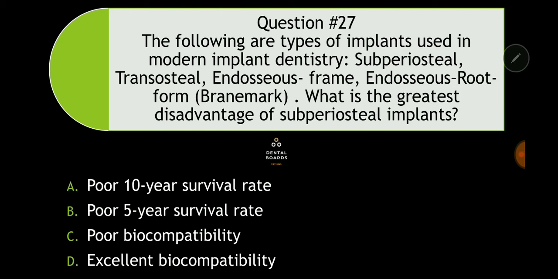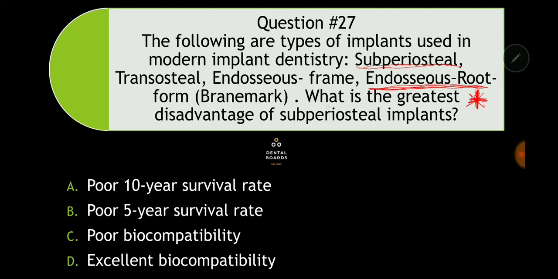Question 27. Which of the following are types of implants used in modern implant dentistry? Subperiosteal implants, although not frequently, are still used. Transosteal implants, endosseous frame, or endosseous root-form implants. These are the common types. Root form implants are the ones we currently use the most. It doesn't mean that the others are not used; the other ones are also used.